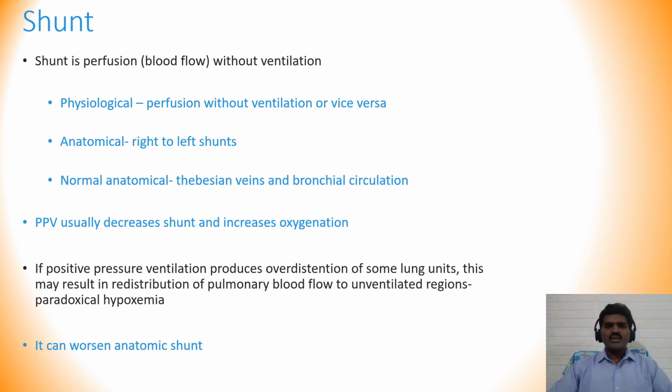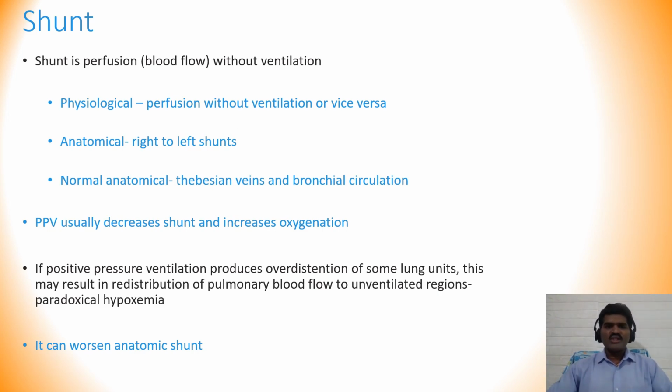And you need to know something about shunting. There is usually a physiological shunt, whereas perfusion without ventilation and vice versa. Shunt is nothing but perfusion without ventilation. In anatomical shunt, the blood passes from the right side of the heart to the left side of the heart without passing through the lungs. So the unoxygenated blood enters the arterial circulation and dilutes the oxygen concentration in the arterial circulation, leading to reduced oxygen carrying in the blood.